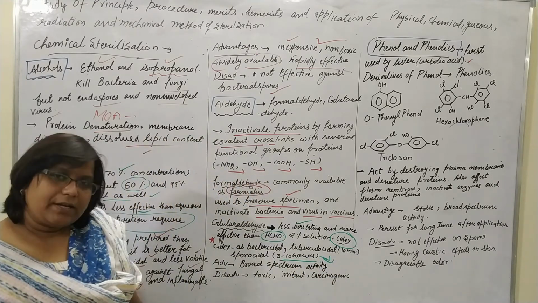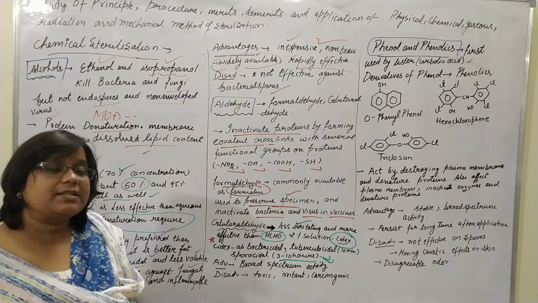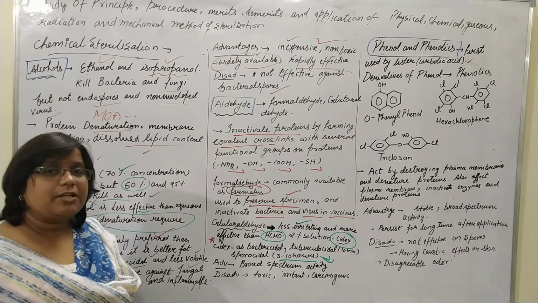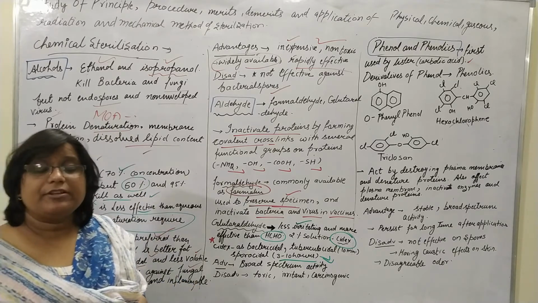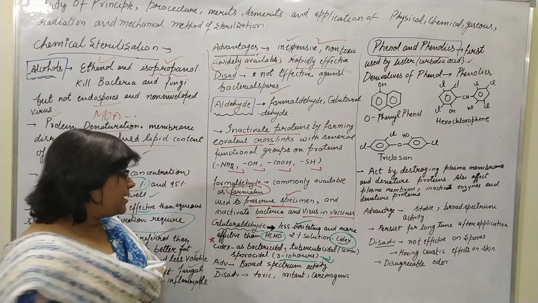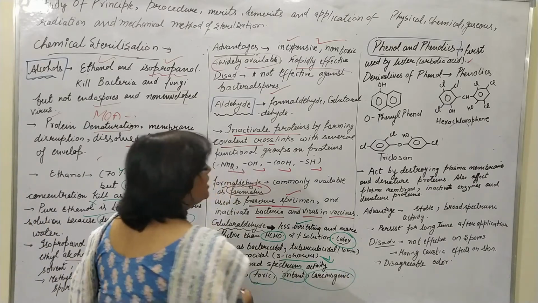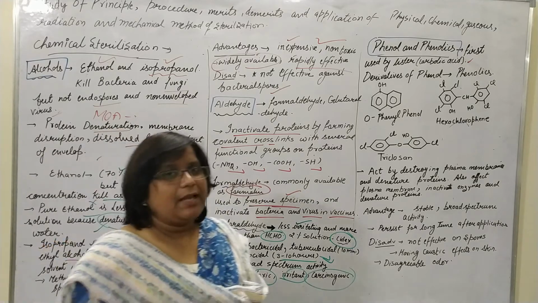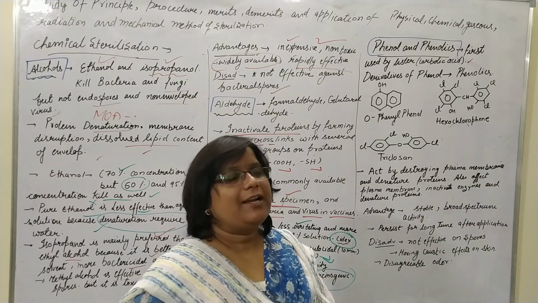The main advantage is that they have broad spectrum activity, killing many bacteria and many fungi. The main disadvantage is that they are highly toxic, irritant, and also carcinogenic. Now let's come to the next chemical agent, which is phenol and phenolics.